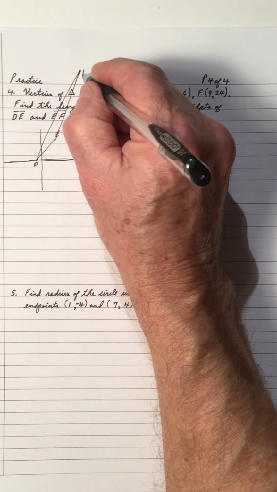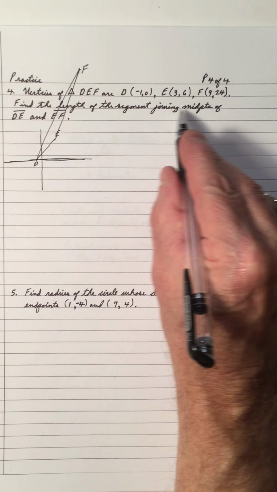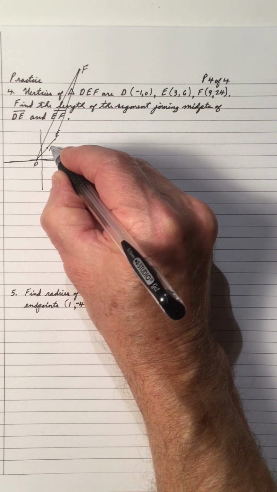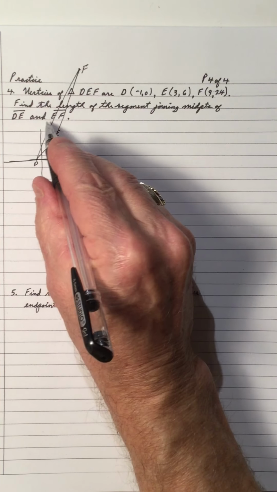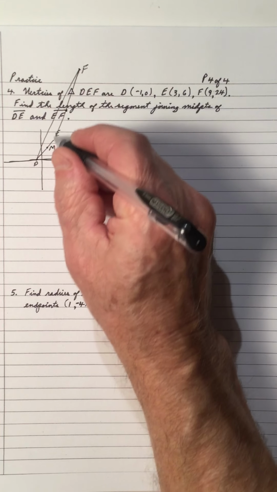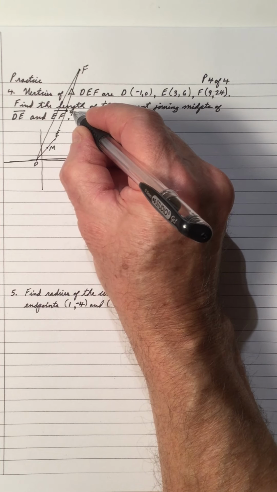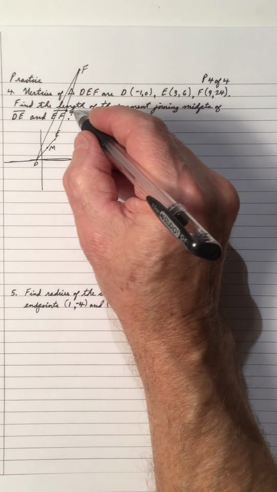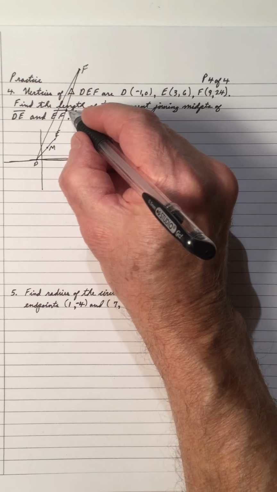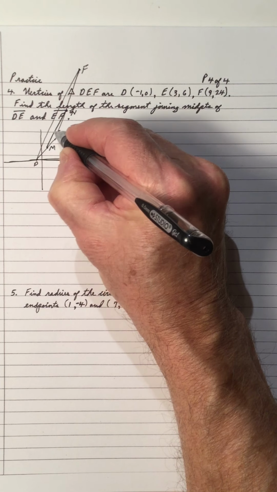Okay, so there's F up right there. They want us to find the length joining the midpoints of DE. There's the midpoint of DE, and this is the midpoint of EF, which is right here. Let's call this midpoint M, and this midpoint N. Now we want to find the length of the segment joining those two midpoints, MN.